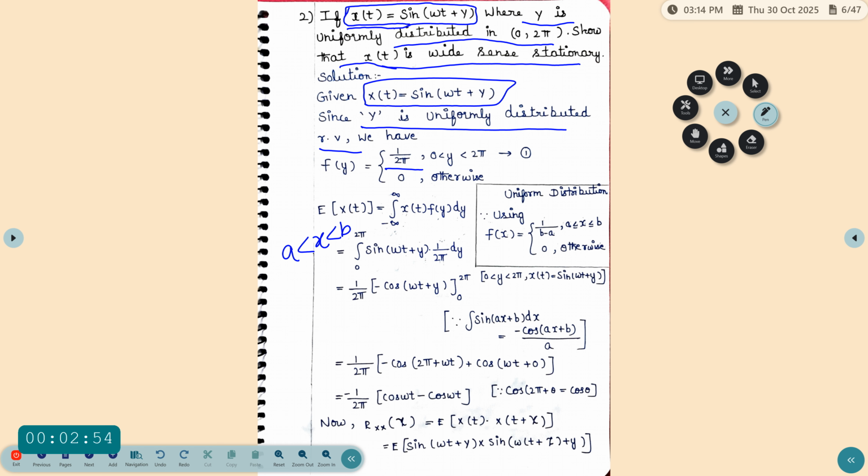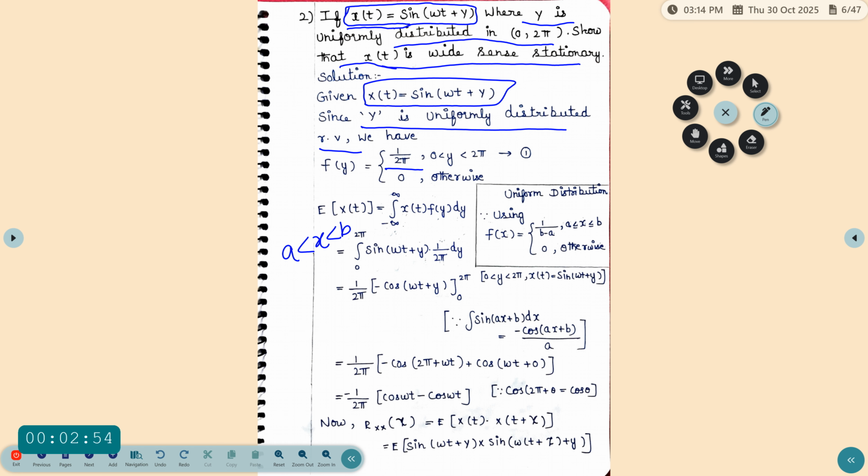So this is the uniform distribution definition: f(x) = 1/(b − a) if a ≤ x ≤ b, and f(x) is 0 if other limits exist. Small letter f(x) means here the probability density function. So here f(y) = 1/(2π) based on this uniform distribution, 1/(2π) if 0 < y < 2π, and f(y) may be 0 if other limits exist.